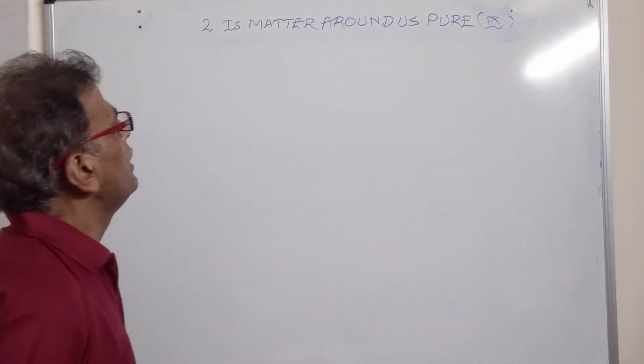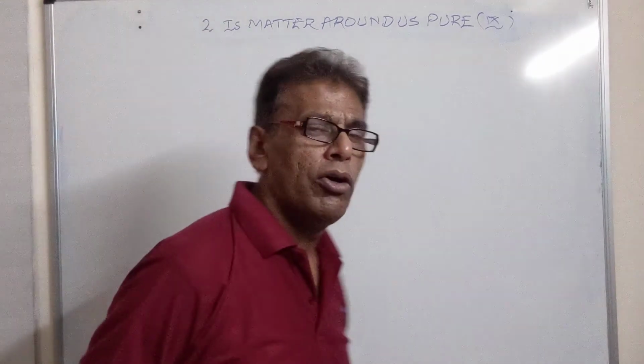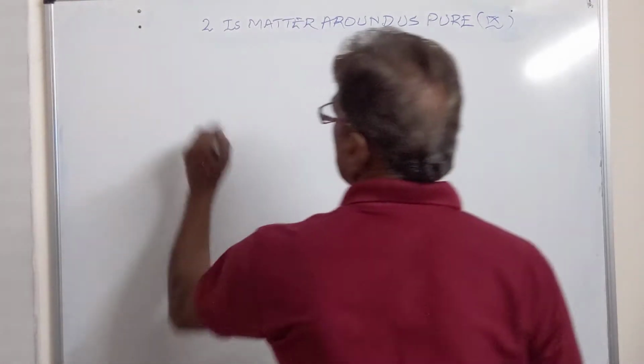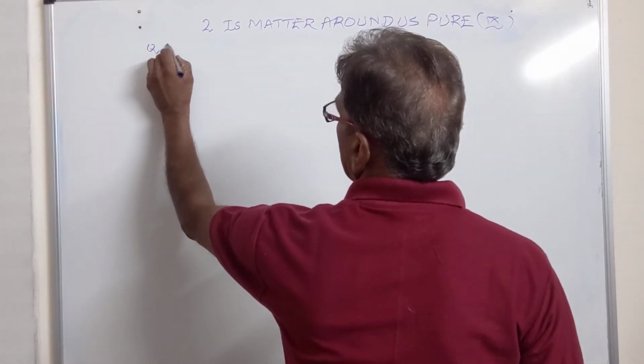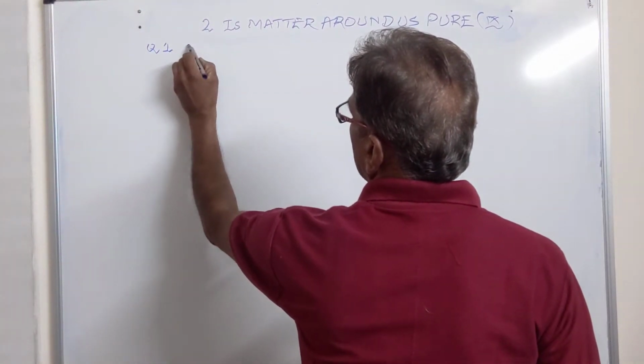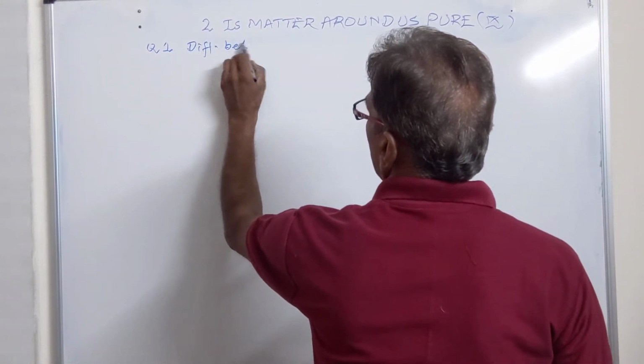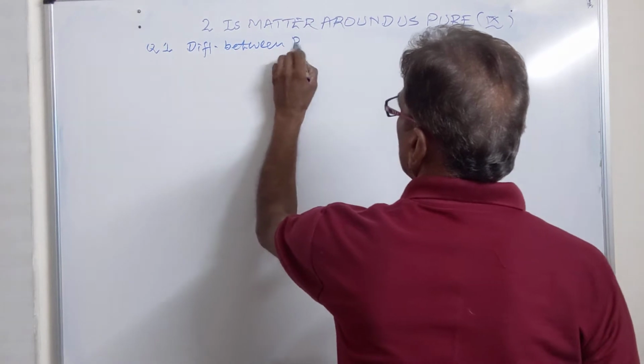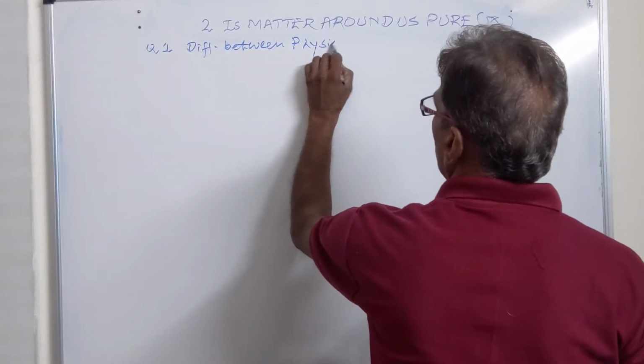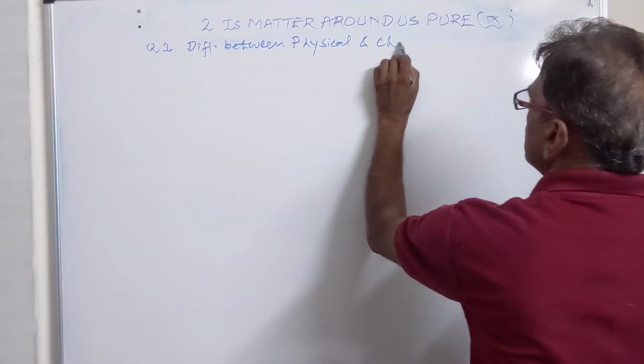The heading is: Is matter around us pure? Let us do the first question of this lecture. This is our lecture number 2. Question 1: Differentiate between physical and chemical change.